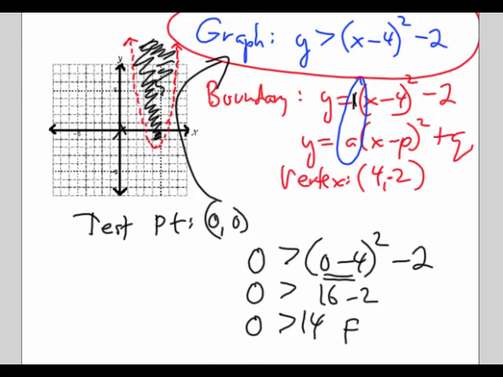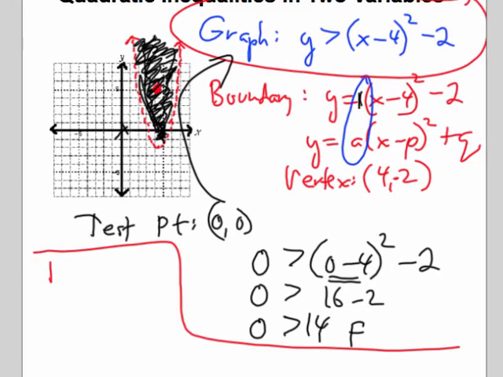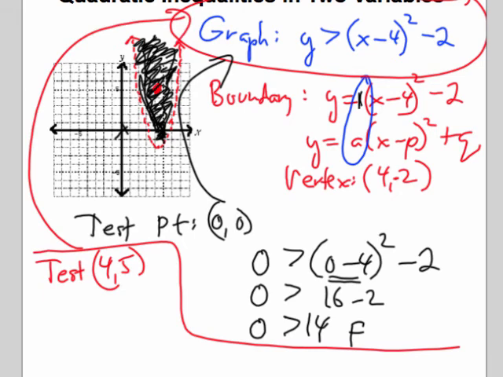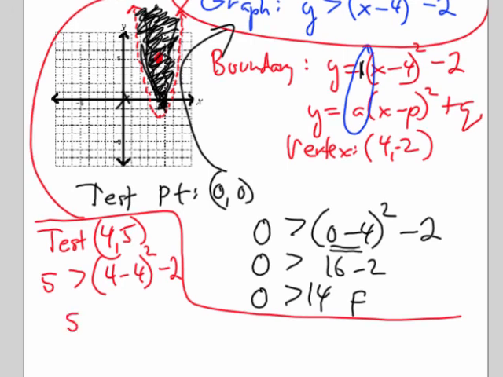Now I'm just going to test to be sure I haven't made a mistake here. So let's take a point that should be working right here, 4, 5. Let's test 4, 5 in our original statement. y is 5. Is that greater than 4 minus 4, which would be 0 squared, which is 0, minus 2? Is 5 greater than negative 2? Yes, it is. That is true. And so we have found the correct section that satisfies the inequality, and so that section is shaded.